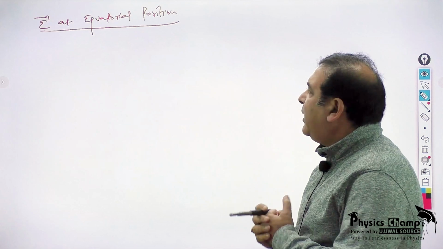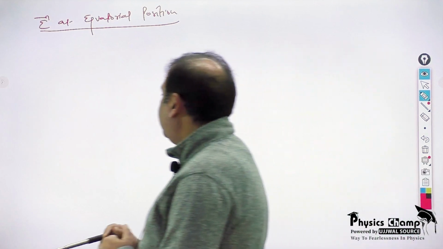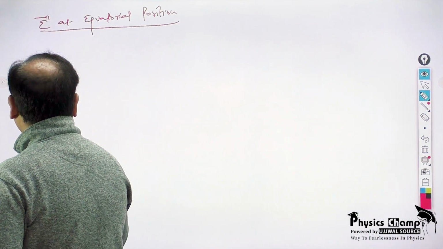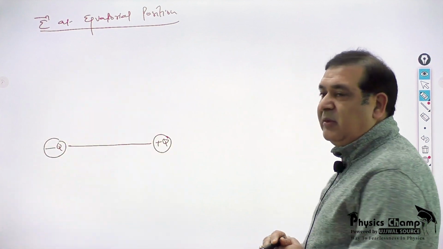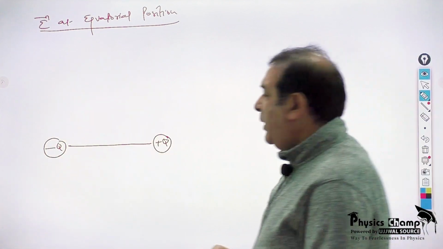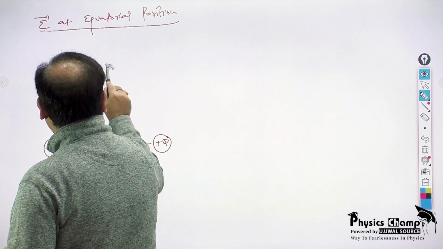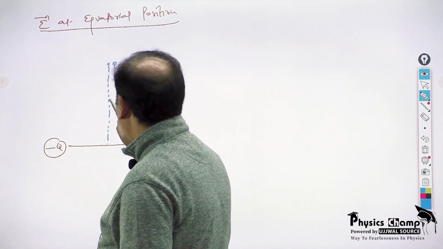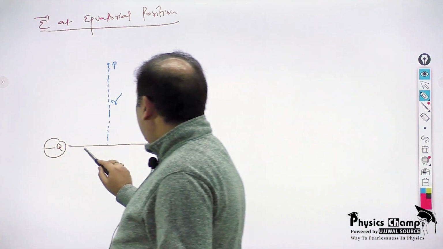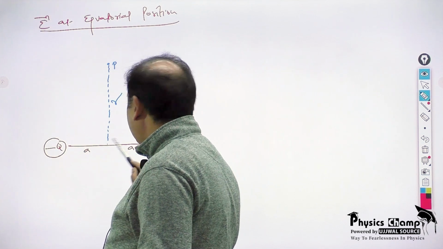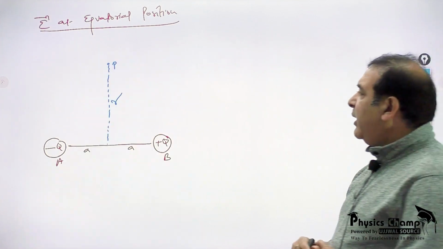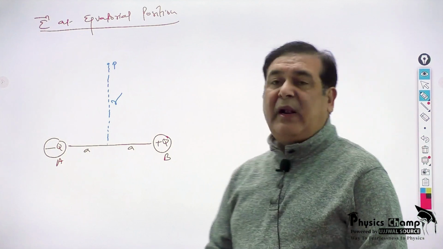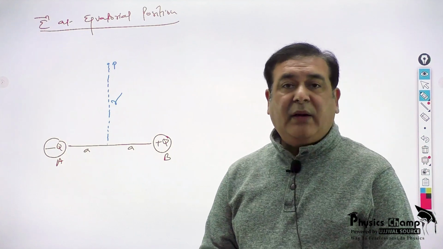Now, electric field at equatorial position. For the equatorial position, I will take minus q here and plus q here, two charges. They are placed obviously 2a apart, and we are looking for the electric field at a point P, which is at distance r. So these two halves are a and a. This is point A, and let's call this B. We are trying to find the net electric field at point P at the equatorial position.